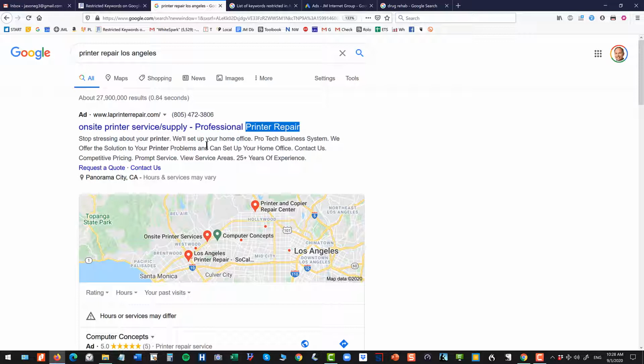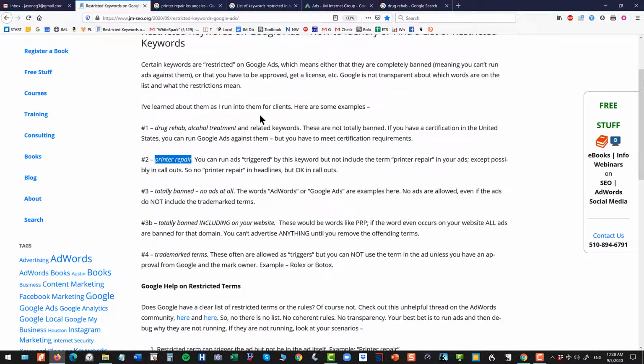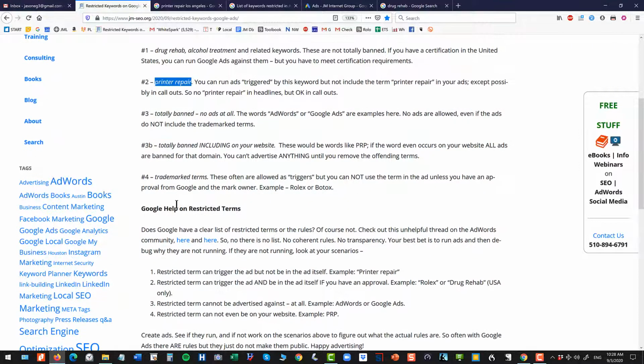but you can mention it in the callouts. Now, the other weird thing about printer repair is in order to get the approval, you have to speak with AdWords tech support, which they've shut down because of COVID-19. So you can't get any tech support to fix this problem. So it's a kind of nuanced type of ban where it's not completely banned, it's just kind of sort of banned.